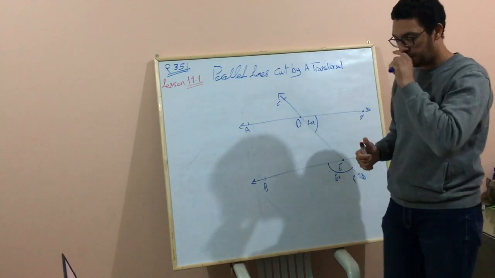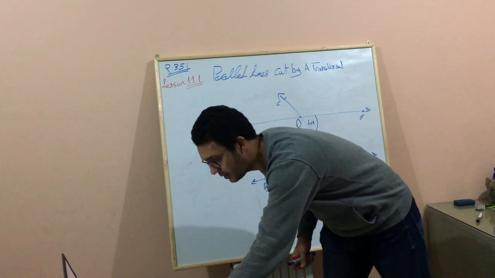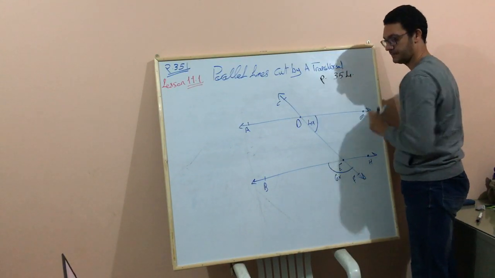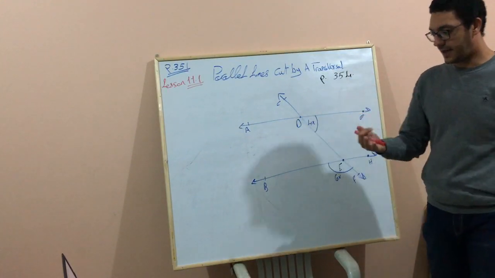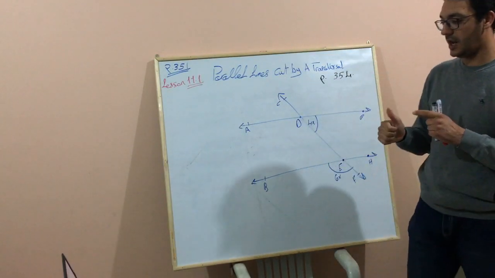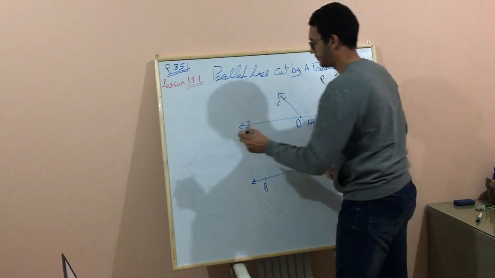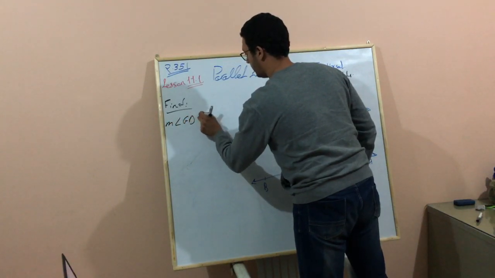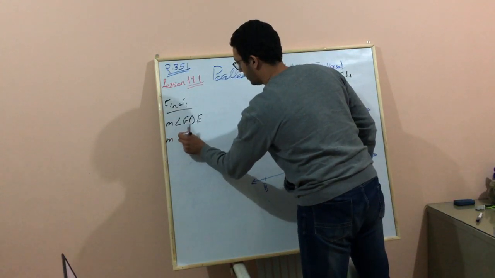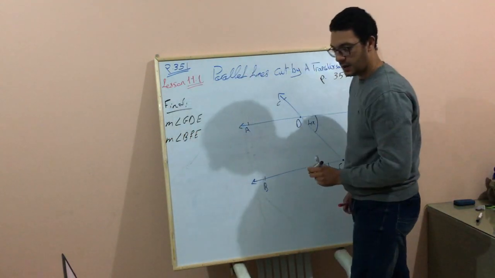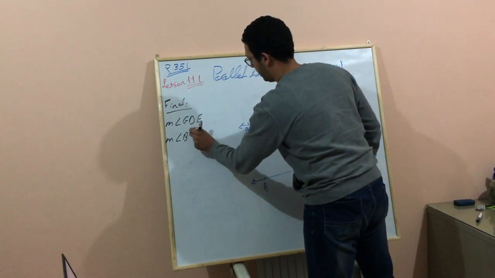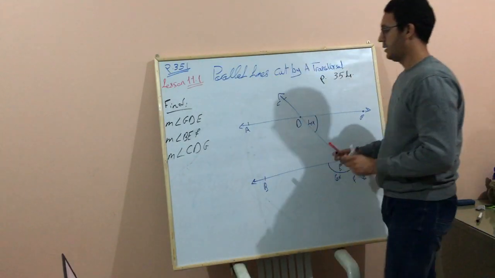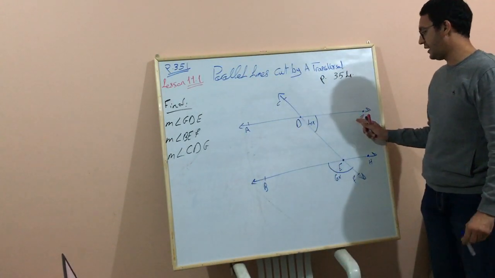والquestion ده موجود عندنا in page number 354 in your book. طيب الكويستشن ده عايز ثلاث حاجات، عايز الميجر انجل بتاع انجل جي دي اي، وعايز الميجر بتاع find measure angle GDE and measure angle BFE, BEF, and measure angle CDG. طيب first of all هو عايز measure angle GDE.